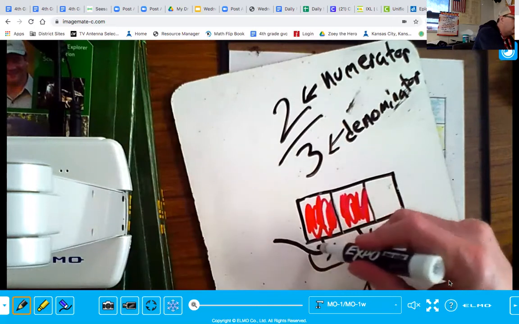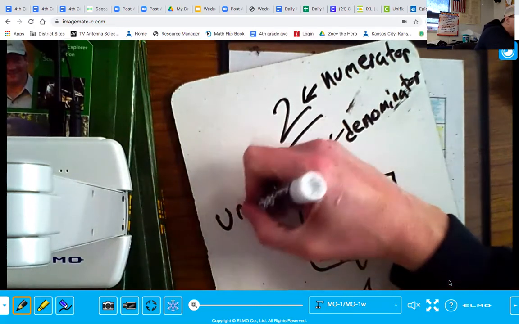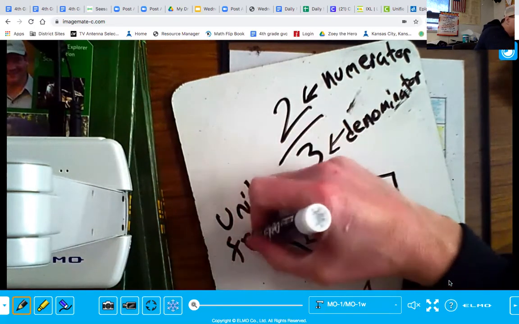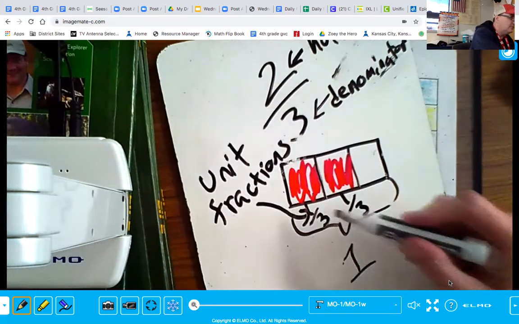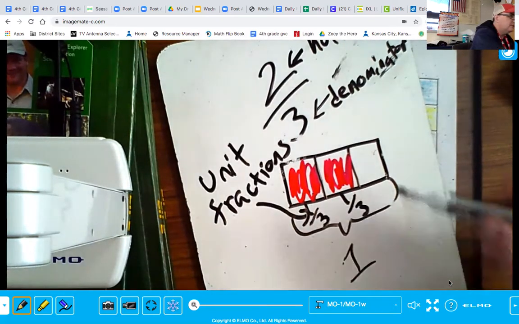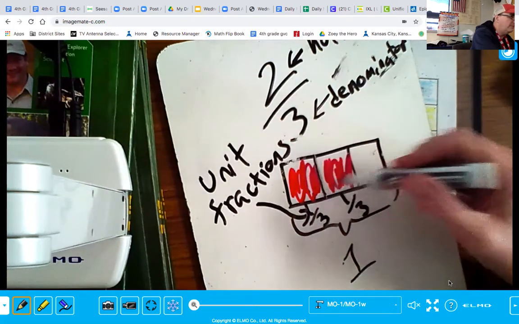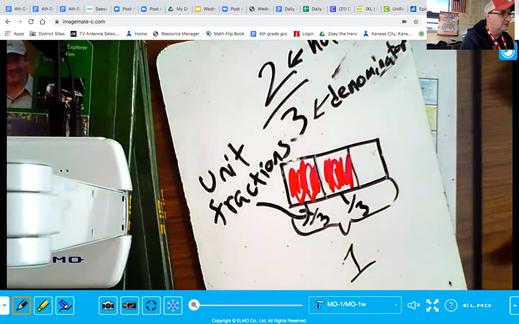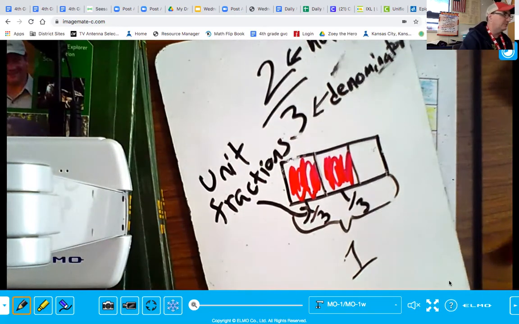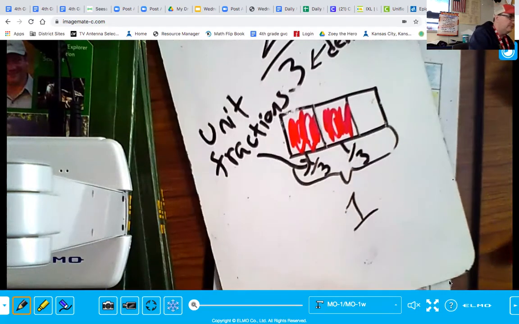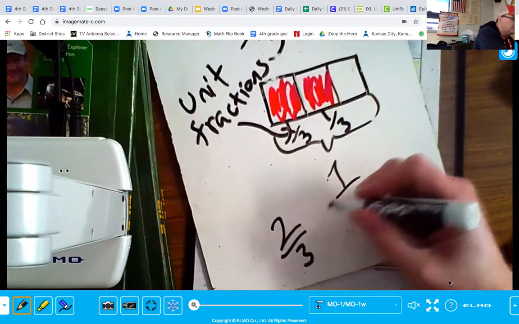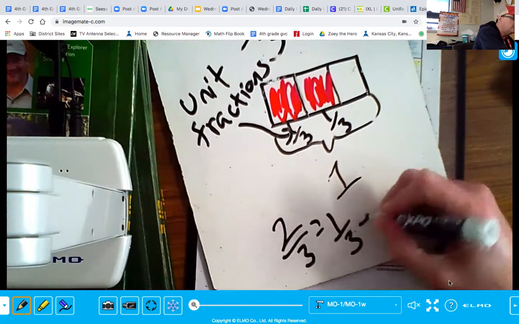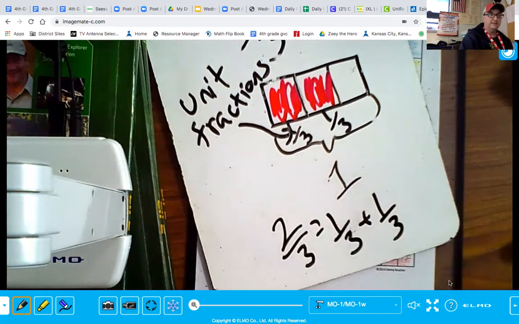And remember, these are called unit fractions, right? And you can always tell a unit fraction because its numerator is just 1. It's just showing one of the parts. That's what a unit fraction does. So that's one way you can decompose a fraction. You can take it and split it into its unit fractions. So for example, in this case, to decompose 2/3, we could say 2/3 equals 1/3 plus 1/3, just like that.